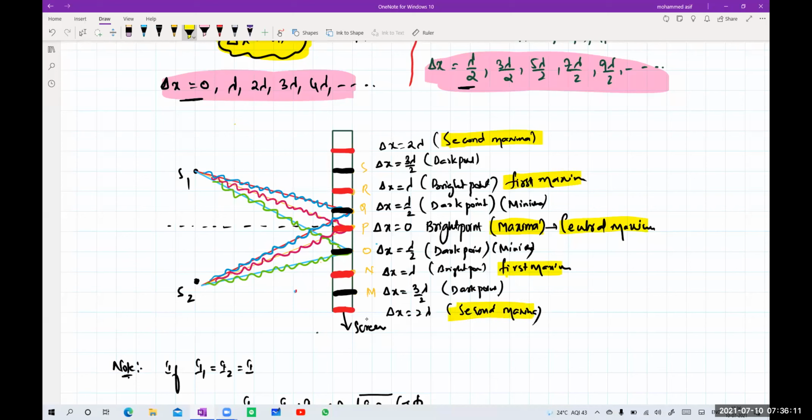So how many maximas totally? 1, 2, 3, 4, 5. That is, from the center there are 2 above and 2 below. Above is 2, below is 2, so 2 plus 2 is 4, plus the central one, that will be your total maxima.